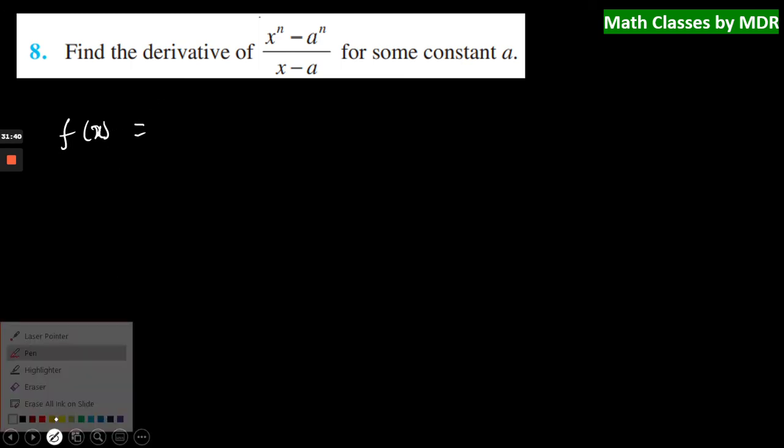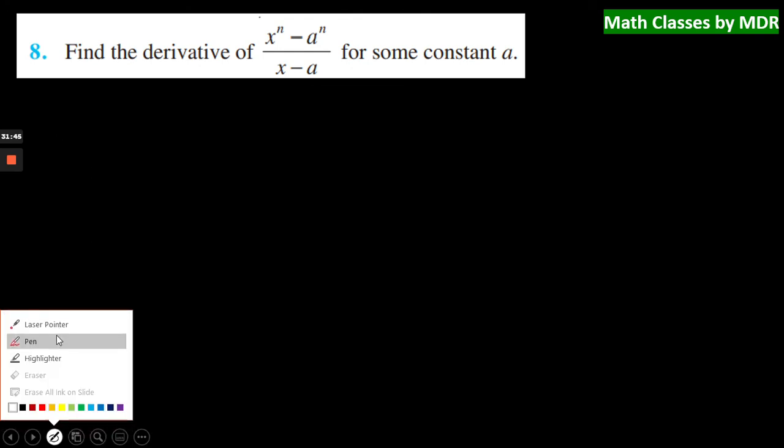Right? Now let us see this. Find the derivative of x to the power n minus a to the power n by x minus a. So what is the function here? I think we have two functions here, right? Maybe we can take it like that, similar to the previous problem. Let us take it that way. That is d by dx of x power n minus a power n by x minus a.